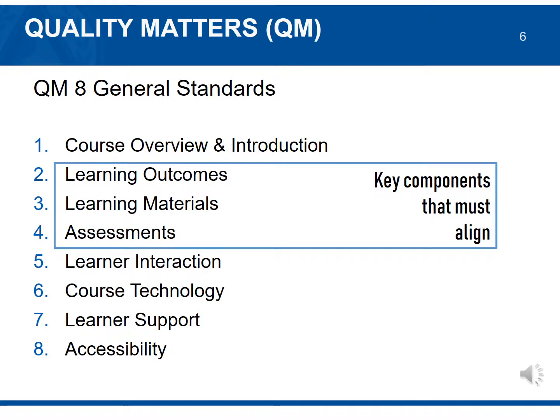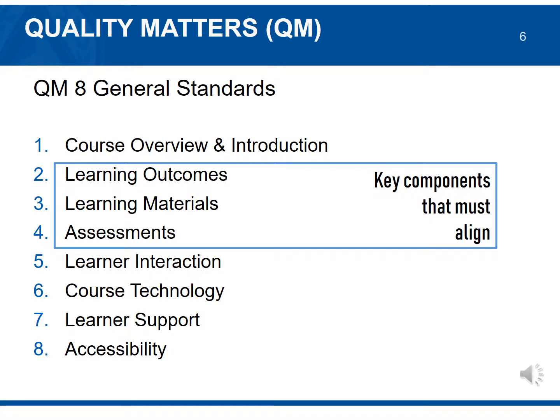As you see in the slide, QM's 8 general standards include 3 standards that cover the components of outcomes, materials, and assessments, and those are items that must align, and those are the items that the course map illustrates the alignment of.